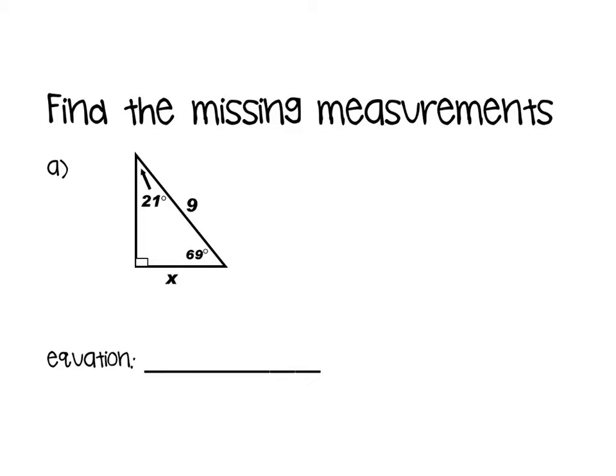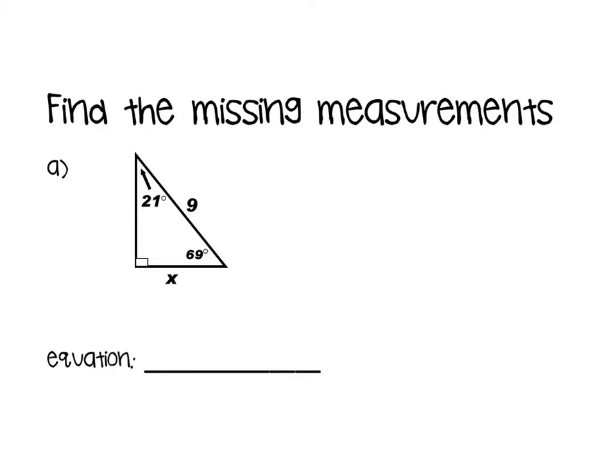So let's look at our first example. It says find the missing measurements. What we're looking for here is what is the value of x. We want to know what's the length of x if this side is 9 and we have an angle that's 21 degrees and an angle of 69 degrees. With trig, we're able to find that out because trig is based on a ratio of side lengths of triangles.